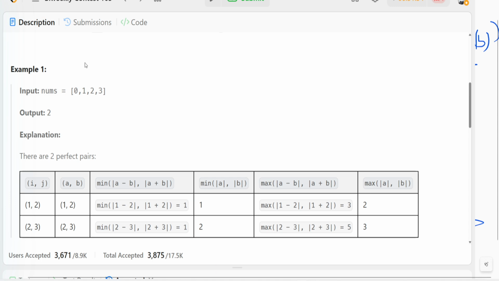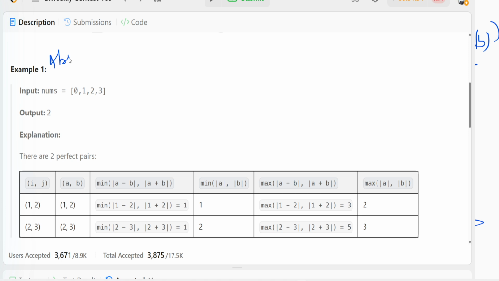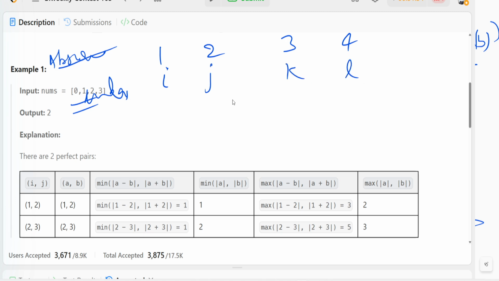Very first, we have some absolute value we can take. For this case, let's take 1, 2, 3, 4 and just take some indexes. Let's suppose this is I, this is your J, this is your K, and this is your L, right? So for each number, let's suppose we call for 1.